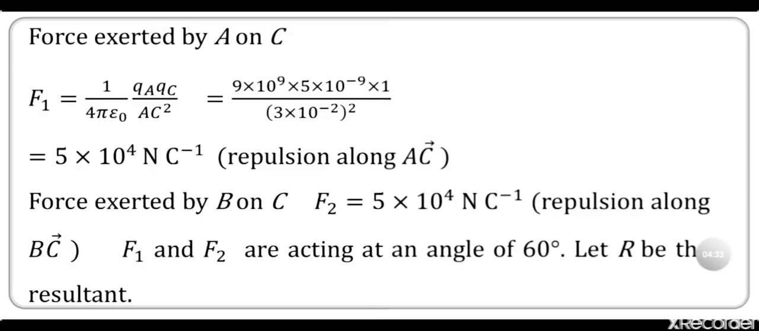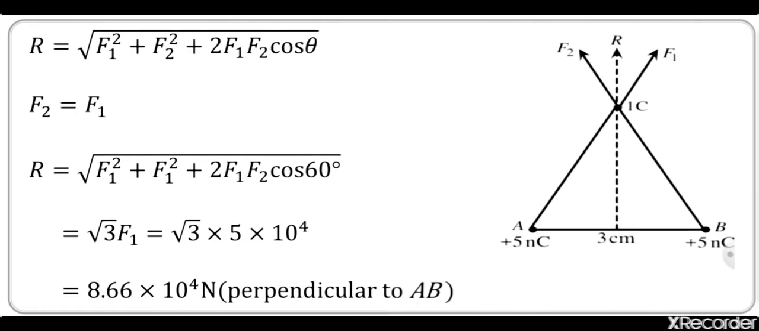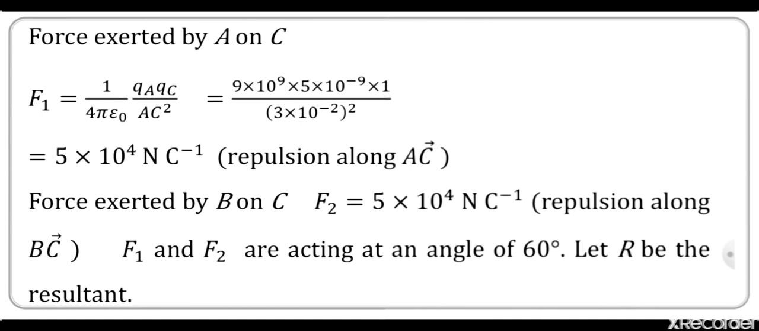3 centimeter is the value for each side in an equilateral triangle. Now first find out the force exerted by A on C, that means between the plus 5 and the 1 coulomb. F1 is equal to, same formula you use, 1 by 4 pi epsilon naught QA QC by AC square. Substitute the value, find out the F1, and it is the repulsion along AC because both are positively charged.